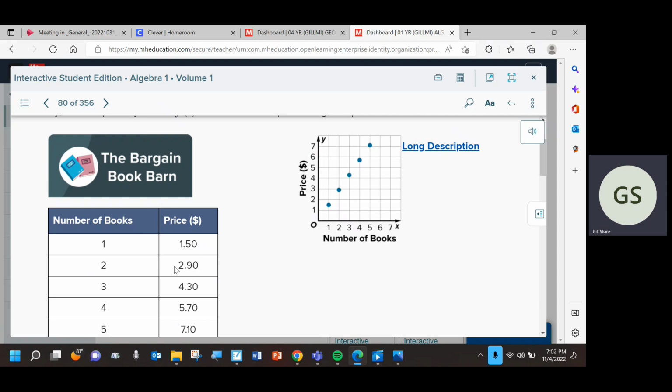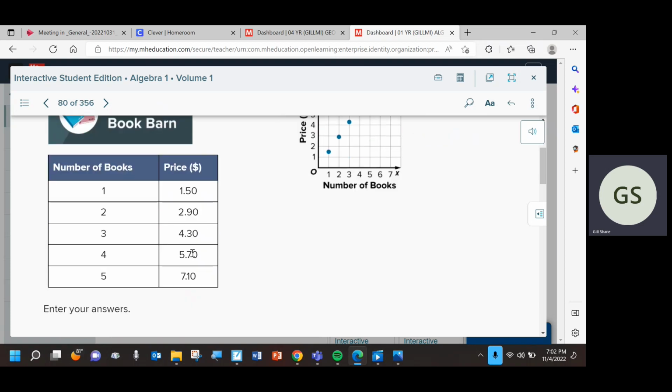If you have a table, so right here you see we have a table. In a table, the way you tell if it's linear is, if the x values are all going up by 1, one at a time, 1, 2, 3, 4, 5, and I am adding the same number, if there is a pattern of addition, then that is a linear function. In this case, I'm adding 1.4, or $1.40, every single time. 1.4 plus 1.5 is 2.9. If I add 1.4 again, I get 4.3. If I add 1.4 again, I get 5.7. If I add 1.4 again, I get 7.1.